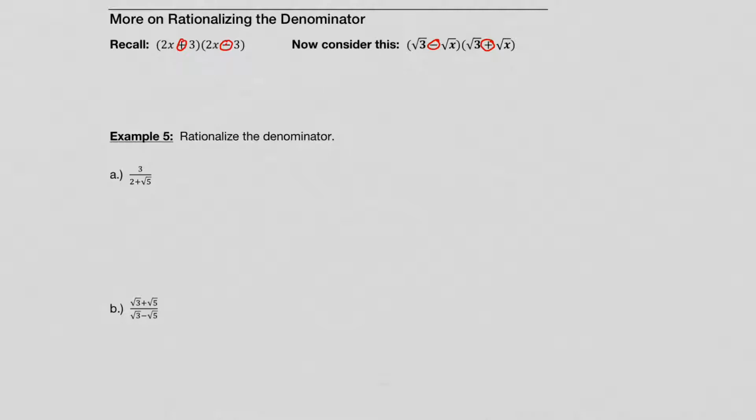So conjugates are basically the same terms except for the sign in the middle. Okay? And the benefit of conjugates is that the two middle terms always cancel out.